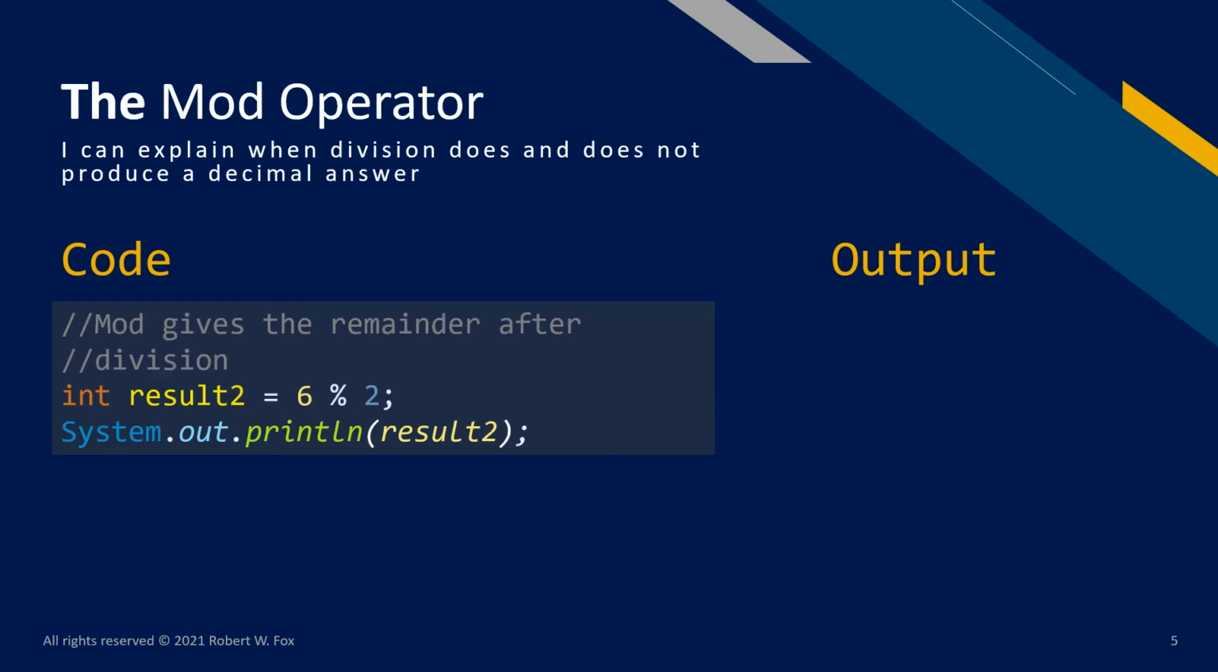Mod can be a little bit tricky because it's not one that we see a lot in math class, but the key thing to remember is that mod does division. It just gives us the remainder rather than the quotient. So in this case, we're doing 6 mod 2. So it will divide 6 by 2, but give us the remainder, what's left over. And since 2 evenly divides 6, in this case, the remainder will be 0.